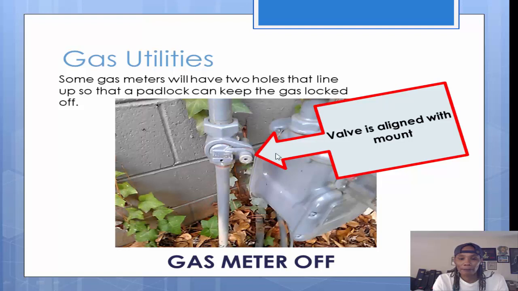This gas meter here, you see it's aligned with the mounting holes, because a lot of the times a gas meter will have two holes so that a padlock or some kind of lock can keep people from switching that valve to on. So this meter is actually off, and sometimes you'll see these meters, they won't have the lock that you see the arrow pointing to. However, the valve itself will be in that position, in the lock position, which indicates that that meter is off.